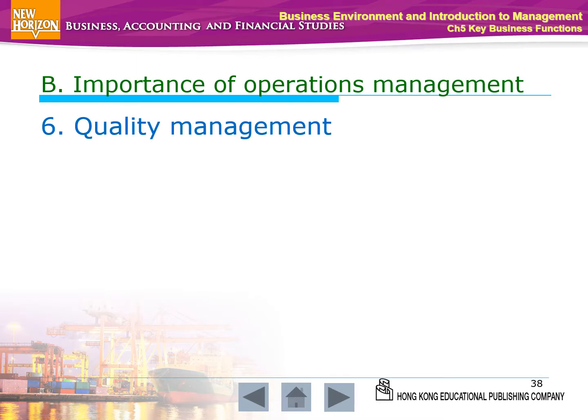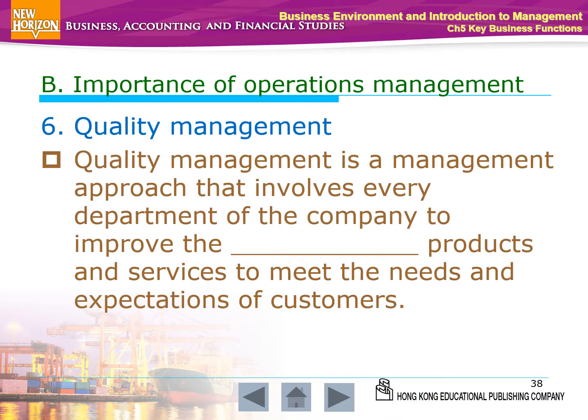What we call quality management. It is a management approach that involves every department of a company to improve the quality of products and services to meet the needs and expectations of customers. So when you go to McDonald's, you expect high quality hamburgers. Okay, of course you do not need a hamburger which was produced overnight, last night. McDonald's will try to keep its food as fresh as possible.